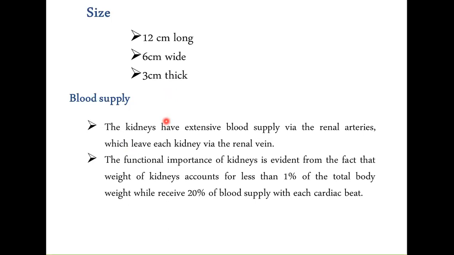Kidneys are supplied with extensive blood via renal arteries and blood leaves each kidney via the renal vein. The functional importance of kidney is evident from the fact that kidneys receive 20% blood supply during each cardiac cycle, although the weight of kidney is just 1% of the total weight of the body.